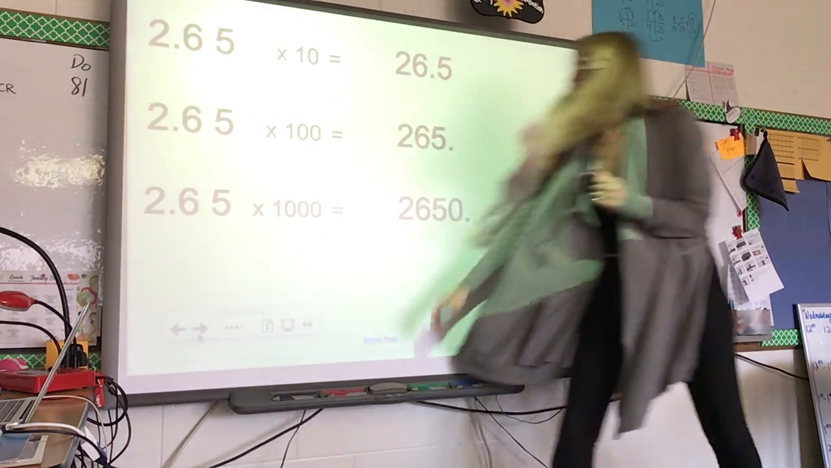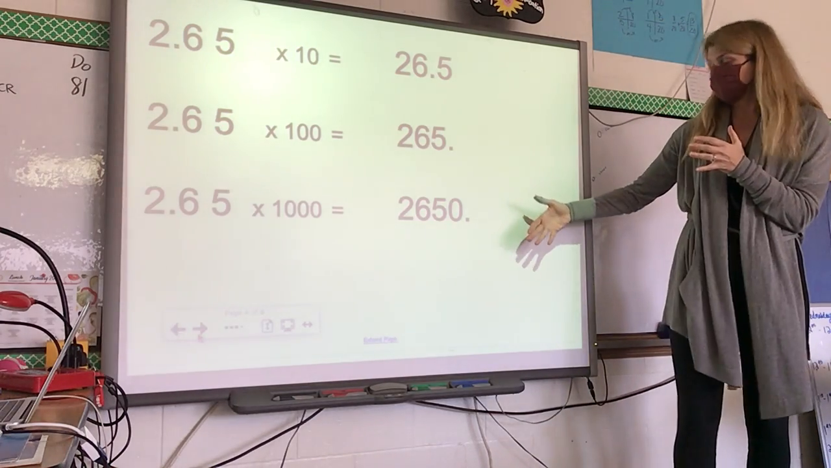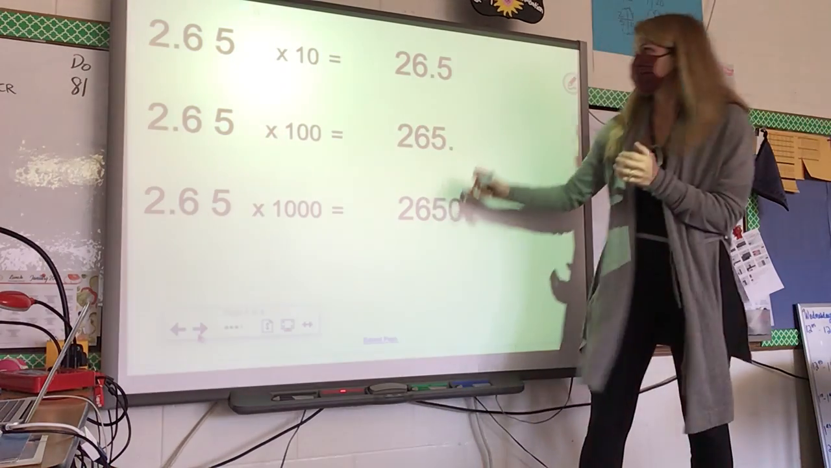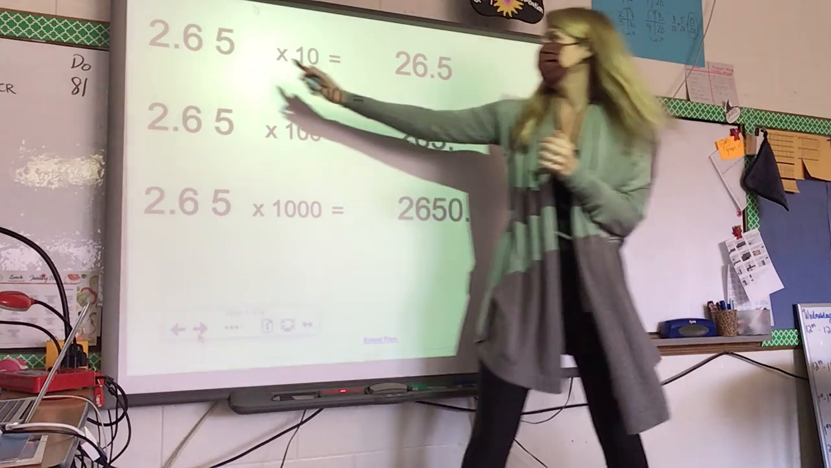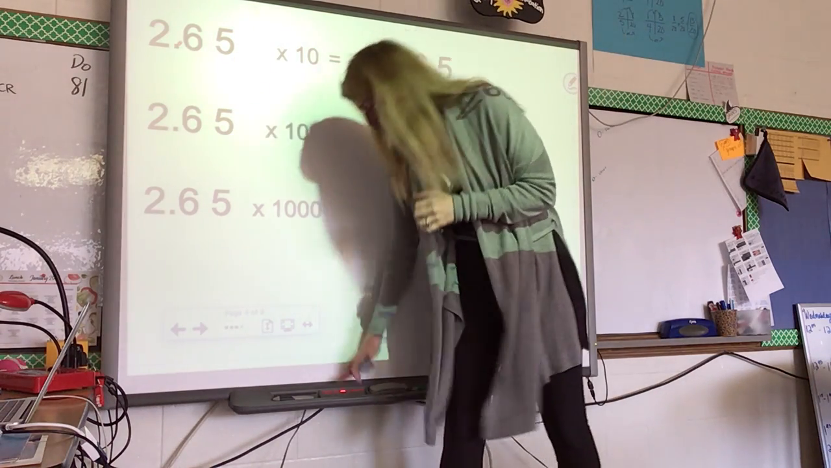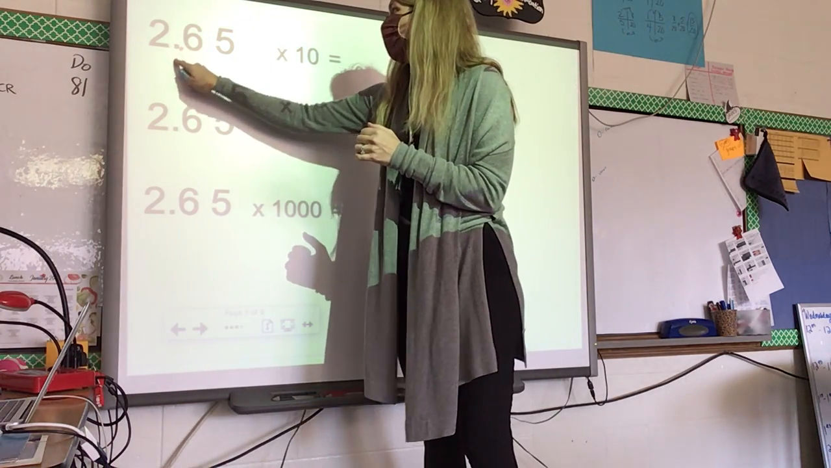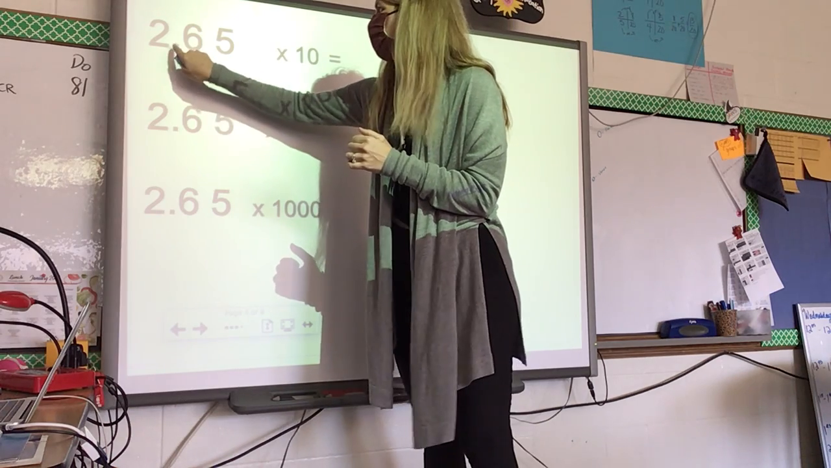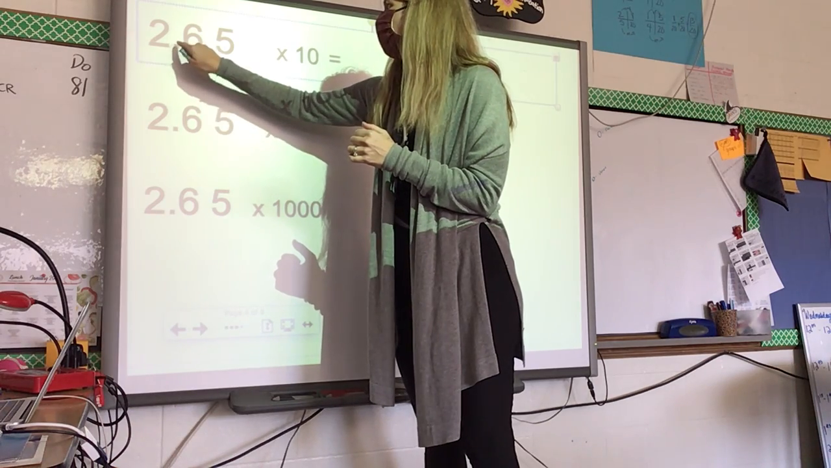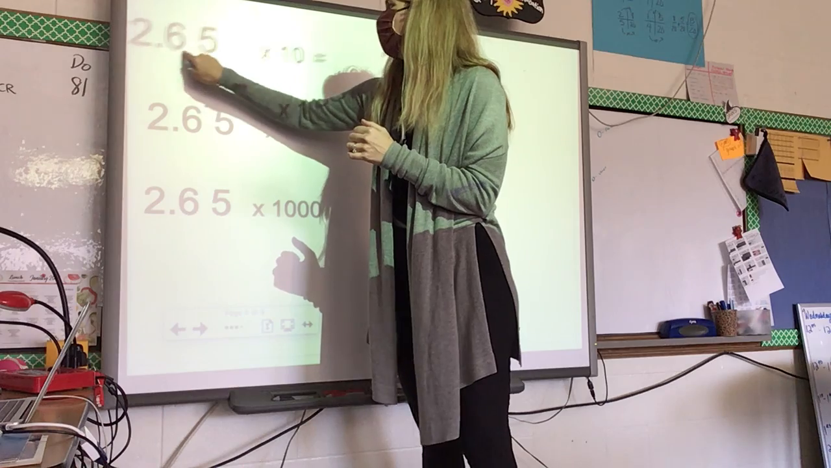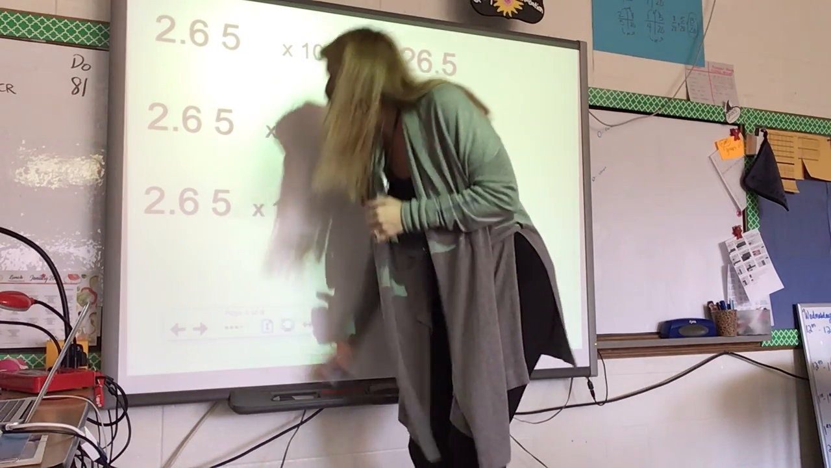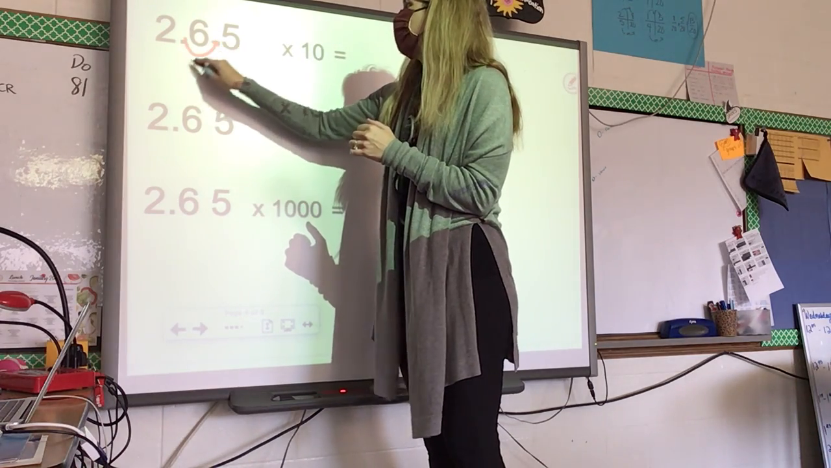Now, shift it up. Let's look at our examples here. Here we multiply by 10. So we move the decimal point over one spot. Let's see if I can do it. It's not bad. I can't. I thought I could. Nope, can't. So I move my decimal point over one spot because I multiplied by 10. That's times 10.